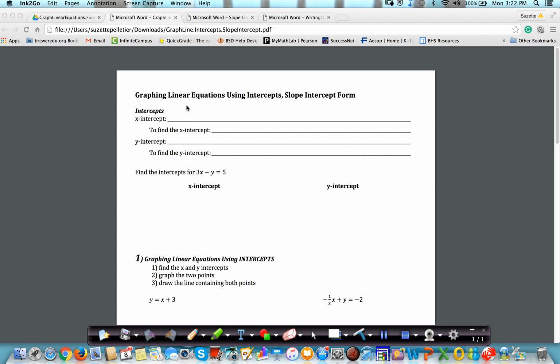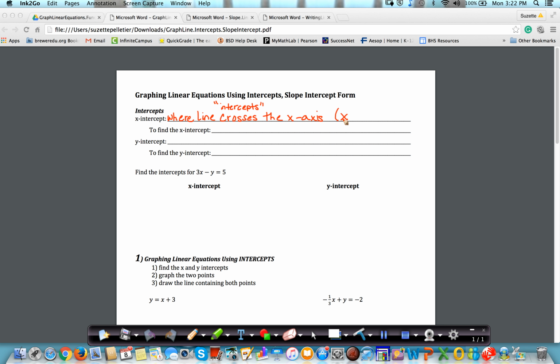Graphing linear equations using intercepts and then also using slope intercepts. First of all, let's define an intercept. That is where a line crosses or intercepts. Same thing, that's why I use that term, crosses or intercepts the x-axis.